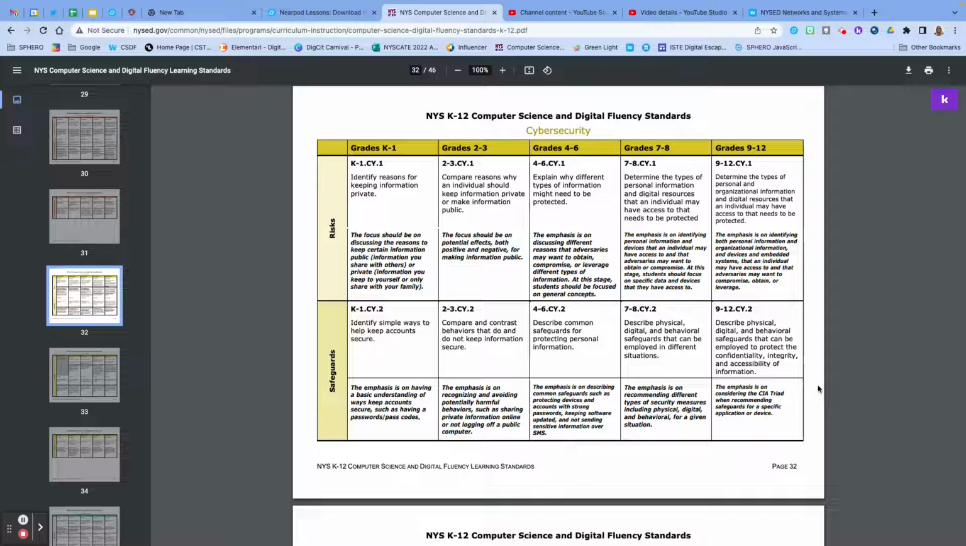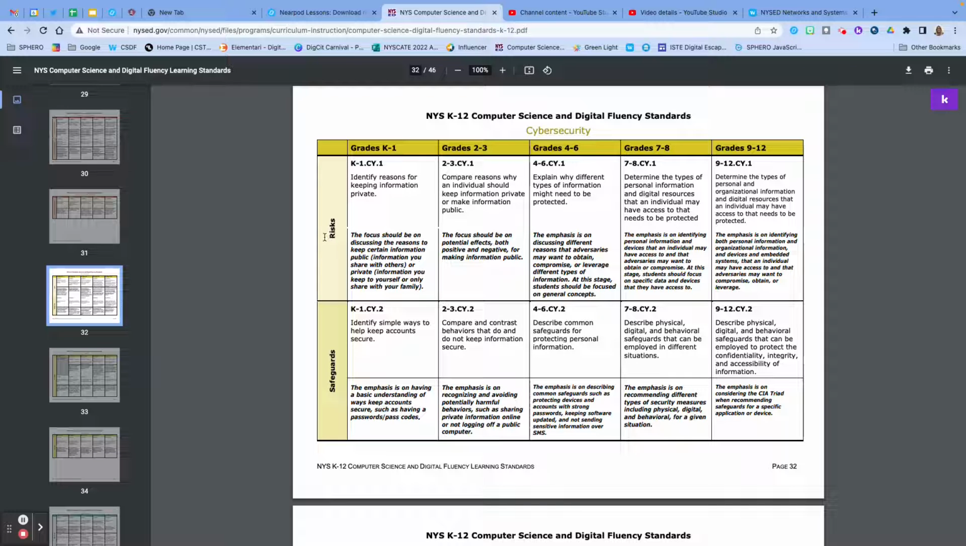This is not a large area, kind of like networks and systems design wasn't a very large area of the standards, but these are incredibly important standards for us to understand for ourselves and for our students, as these are the standards that help us protect ourselves every time we are using any kind of computing device. So we're going to start with risks, and there's really only one standard for this one.